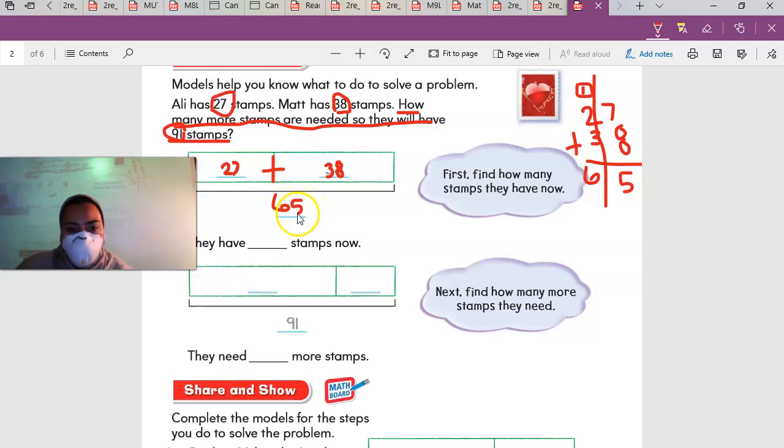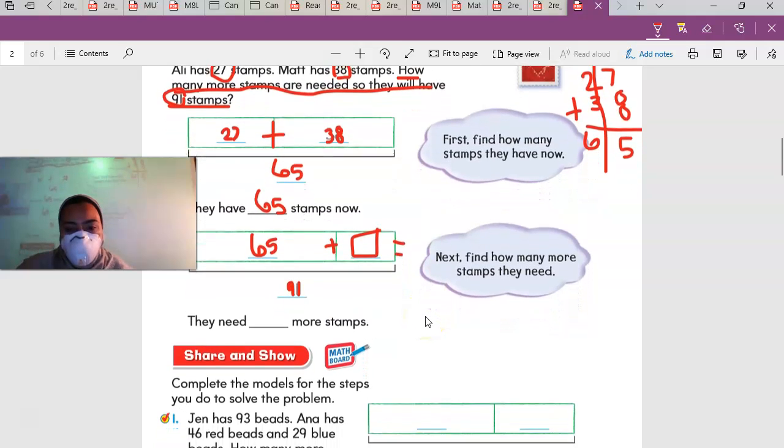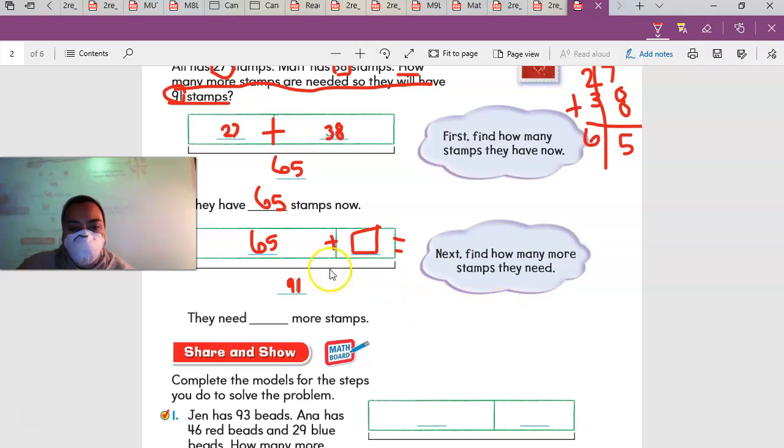So am I done? No, that's only the first step. They have 65 stamps both together. The question is, how many more stamps will they need so they can have 91? So we want them to have 91. We know they have 65. How many more do they need to get 91? What am I going to do to solve that problem? 65 plus what is 91? To find out what goes in the what, you have to subtract 91, take away 65. So 91 take away or minus 65.